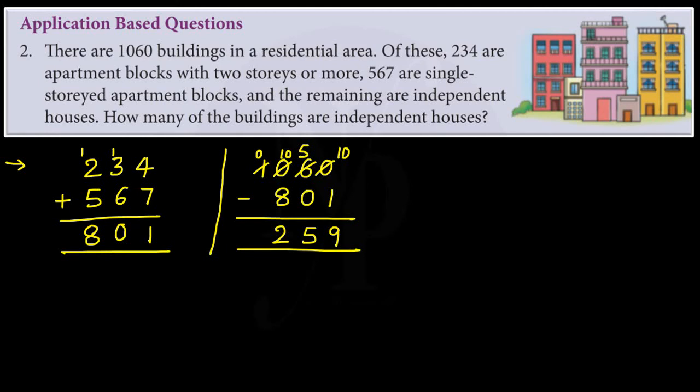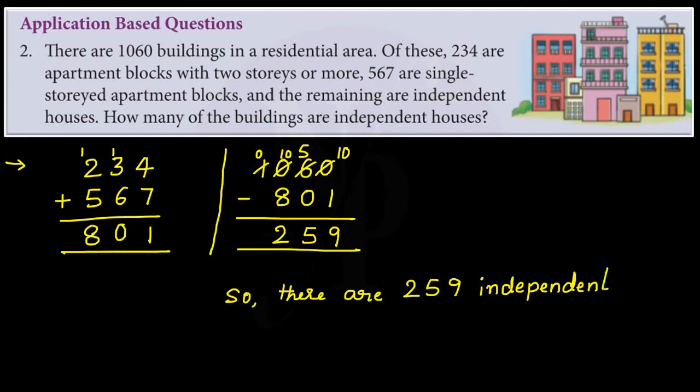So finally you should write, after getting this, so there are 259 independent houses. So like this you can solve word problems or application based questions.